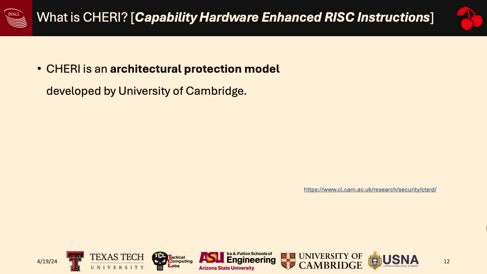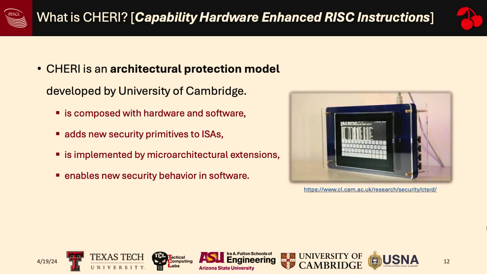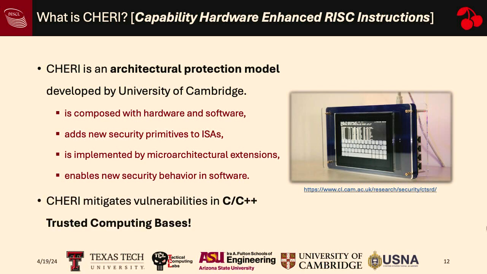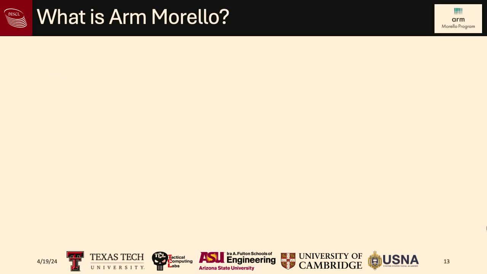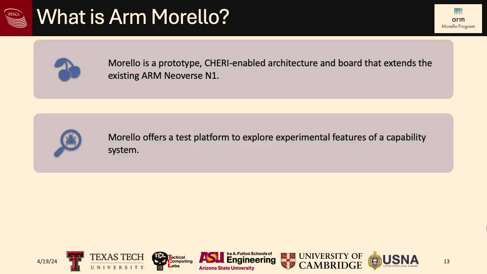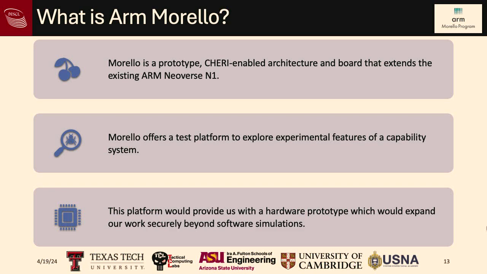So the University of Cambridge CHERI project basically offers an architectural protection model with capability tags, with a capability area. And this is to mitigate vulnerabilities in C and C++ trusted computing bases. And they also have a prototype platform model called ARM Morello. And it is based on a Neoverse. And it is completely a CHERI-enabled architecture.